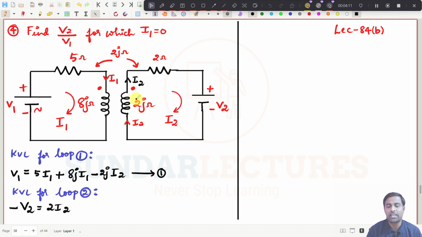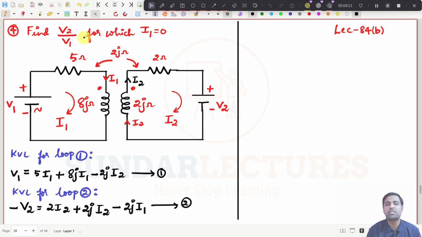Now I have to write the self-induced EMF and mutually induced EMF for this coil of 2j ohms. The self-induced EMF I always take as plus, so it is plus 2j, and the current flowing here is I2. Now I need to write the mutually induced EMF, so I need to see the current directions. Here this current is leaving the dot, but the other current is entering the dot, so straight away I have to put minus, and the mutual reactance is 2j. The current here is I1. That's all. So this is equation number 2.